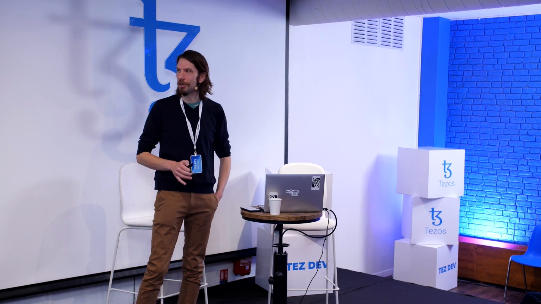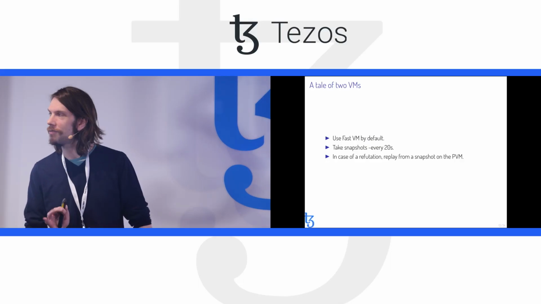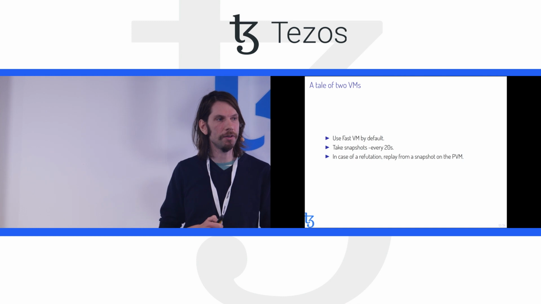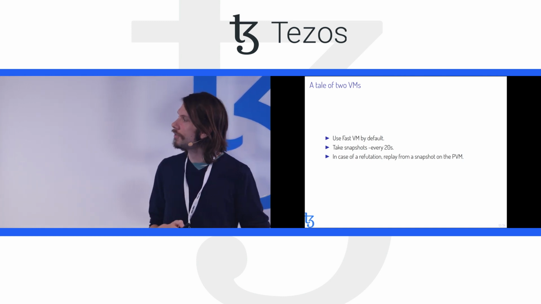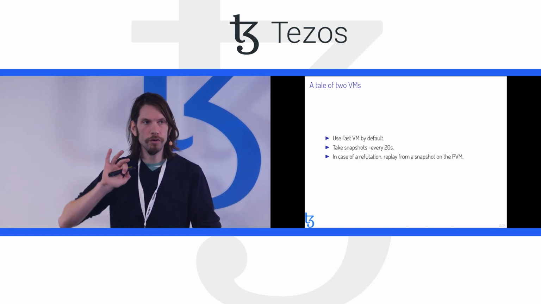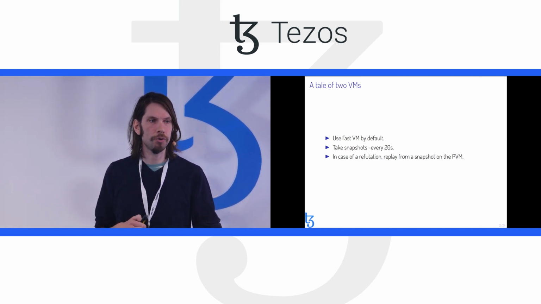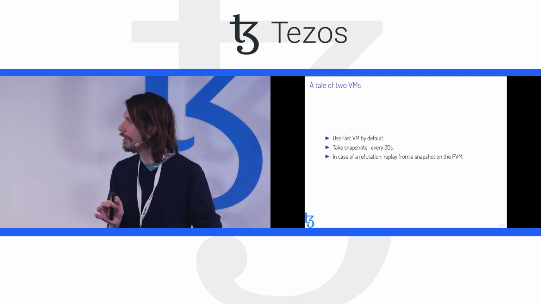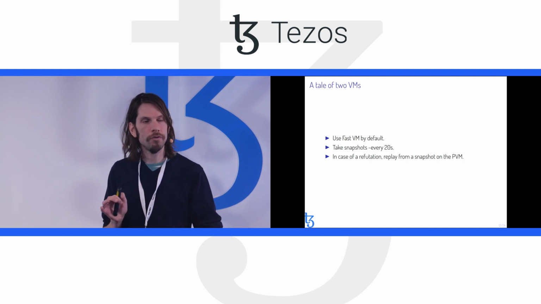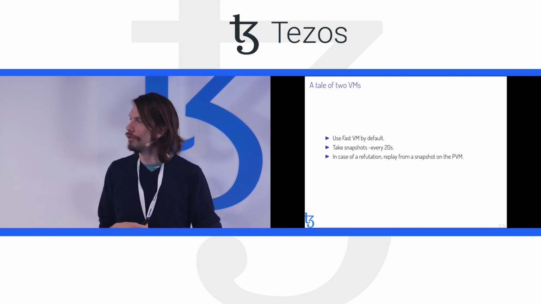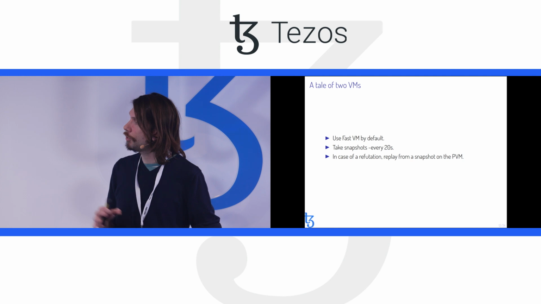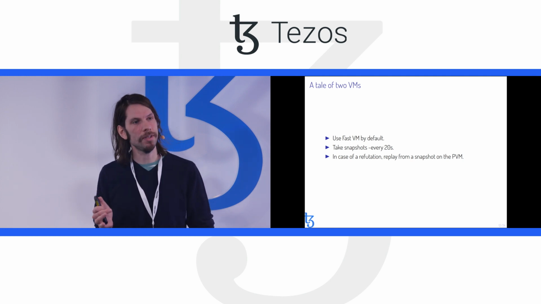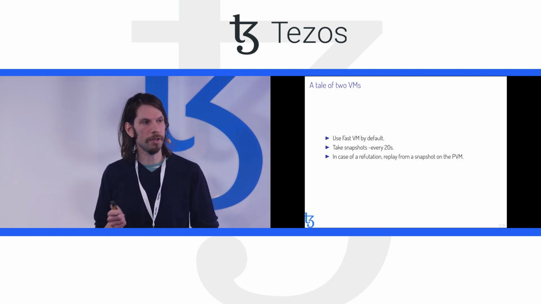So the plan here is that we're going to use the fast VM by default. We're going to take snapshots, say, every 20 seconds. So a snapshot here means that we have a complete image of the entire execution state of this machine. So that includes all of your memory, the execution state of your program, what function is currently executing, and also all of your durable storage, what you would traditionally think of as your file system or your context. In the case of a refutation, we're going to replay execution from one of these snapshots on the slow PVM. So that's how we're going to generate the refutations.